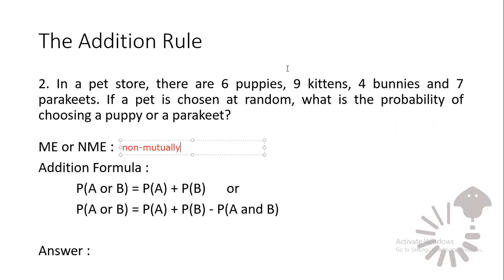In a pet store, given are 6 puppies, 9 kittens, 4 bunnies, 7 parakeets. If a pet is chosen, what is the probability that we will choose a puppy or a parakeet? Mutually exclusive, non-mutually exclusive? Is there a chance that the pet you choose is a puppy and also a parakeet?